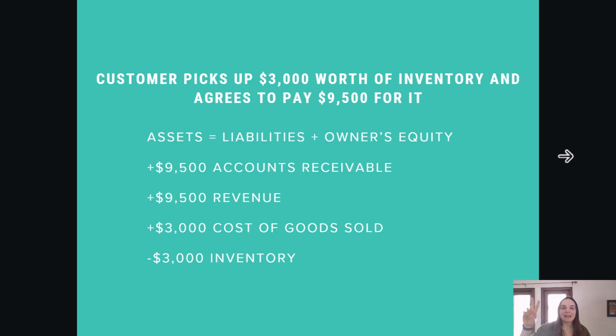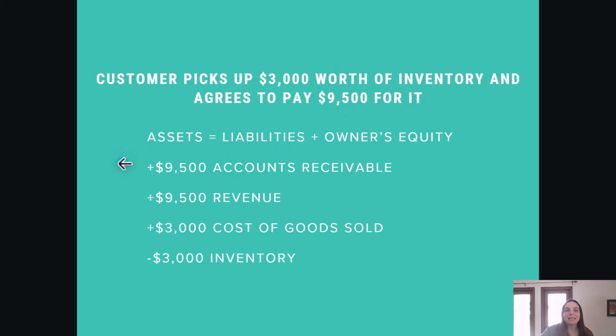Has any asset, liability, or owner's equity account changed? Yes, and you're going to notice there's a lot of stuff going on here, okay? So when you make a sale of inventory like this, we have two separate transactions that we have to make. One, we have to record the actual revenue, right? And the revenue that we're going to recognize is $9,500 because that's what our customer is going to agree to pay.